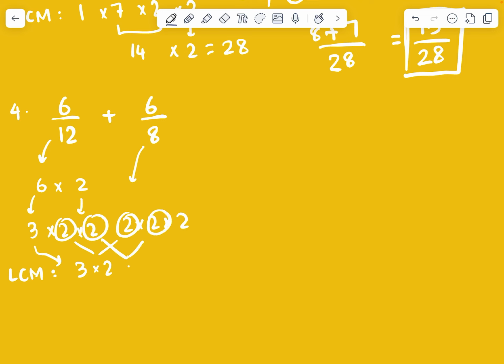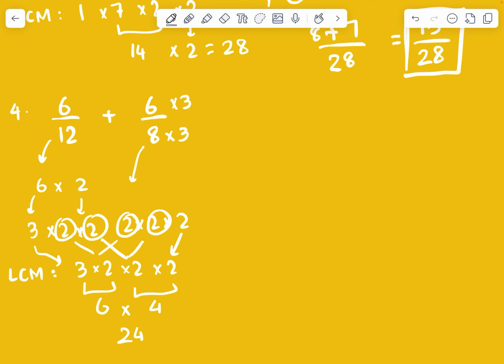Picking 2 from both sides, writing it as ones, and writing this 2 down. 3 times 2 is 6, 2 times 2 is 4, 6 times 2 is 24. So your LCM, your least common multiple, is 24. Okay, well, 8 times 3 gives you 24.